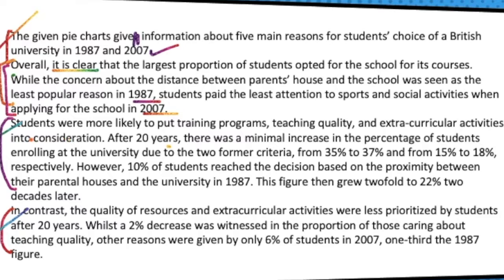Now, if we come to the details, students were more likely to put training programs, teaching quality and extracurricular activities into consideration. After 20 years, there was a minimal increase in the percentage of students enrolling at the university due to the 2 former criteria. So mentioning words like these, the 2 former criteria, is increasing the chances of coherence and cohesion. Other cohesive devices are in contrast, overall, while, then, this figure, whilst. This is a model answer.